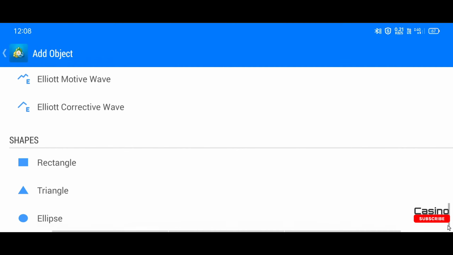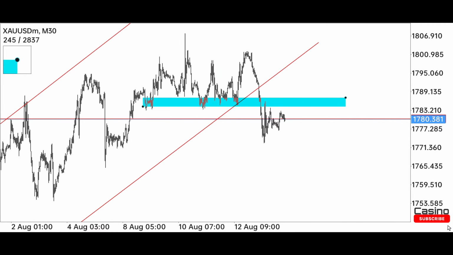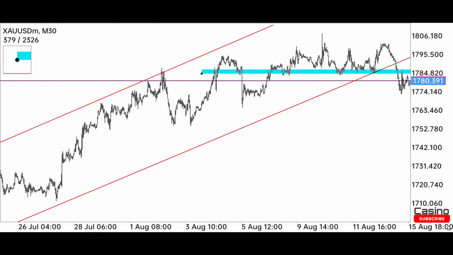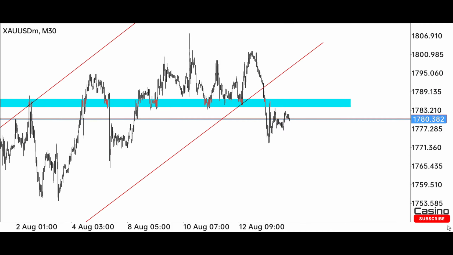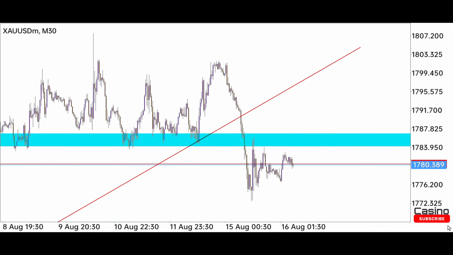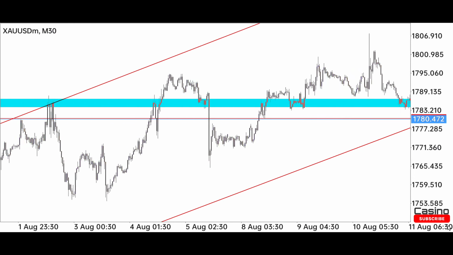Now we have to draw support resistance levels. For this we will use the rectangle tool. This place has a strong level where the market has repeatedly reversed. This level has reacted as far as our top trend line is. A support resistance level is always formed where most of the market has reversed. This is a very strong level.